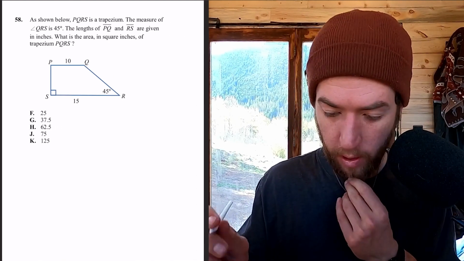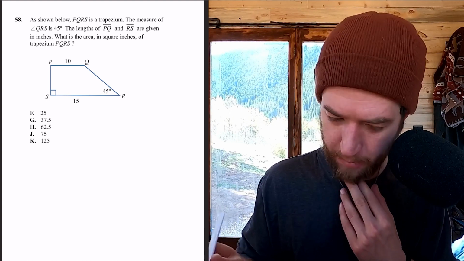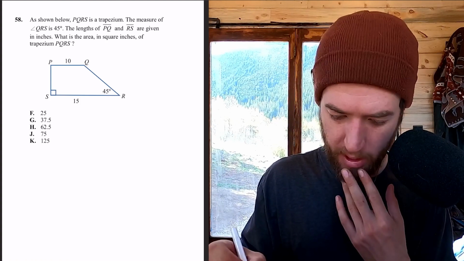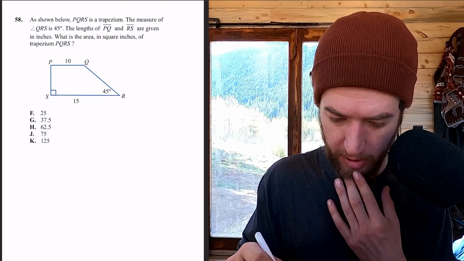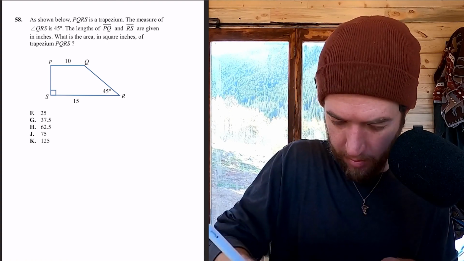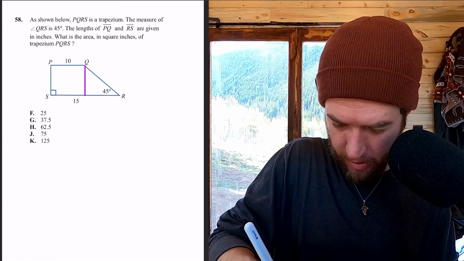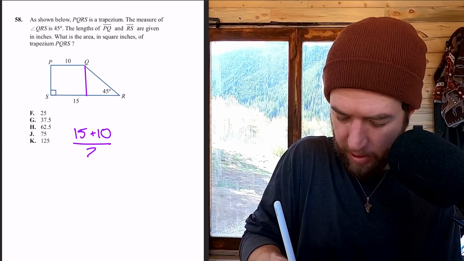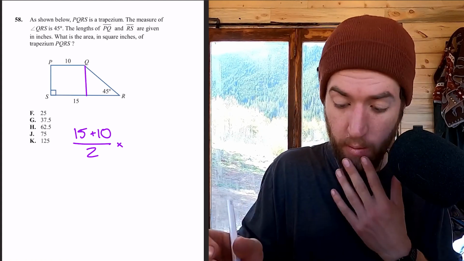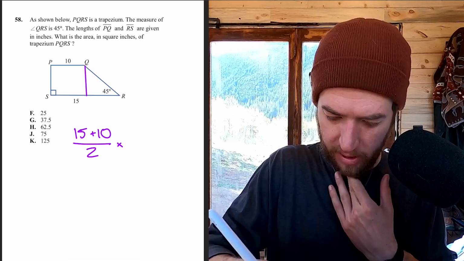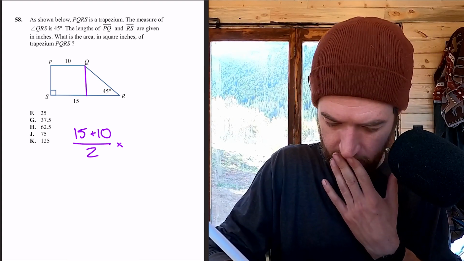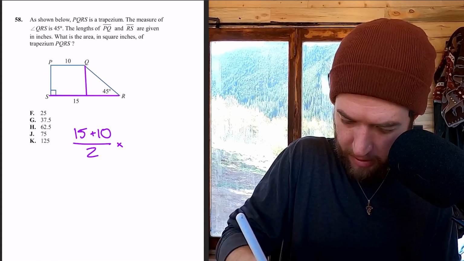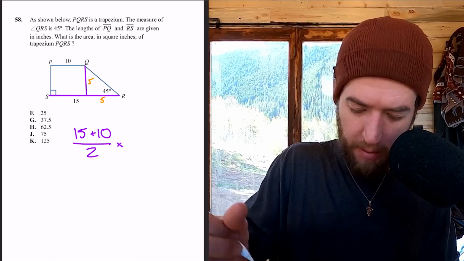As shown below, PQRS is a trapezium. I've never heard that word. The measure of QRS is 45. The lengths of PQ and RS are given in inches. What is the area? So again, the area of a trapezoid is just the two bases added together, averaged out, times the height, which we don't know in this case, but we do know that if this is a 45 degree angle, and that this is, okay, so this is 15, which means just the base itself is 5, and it's a 45 degree angle, so its height must be 5 as well.